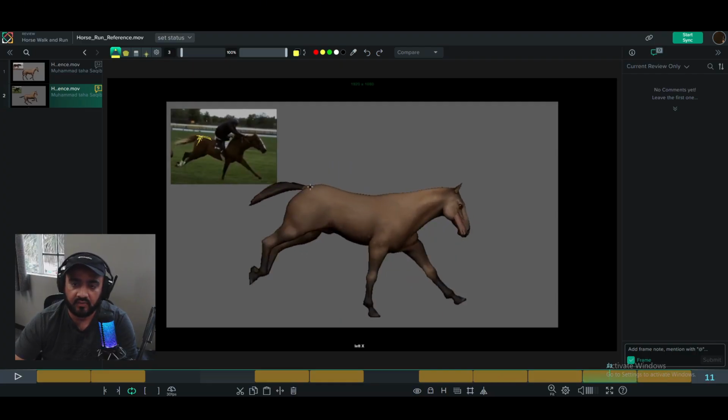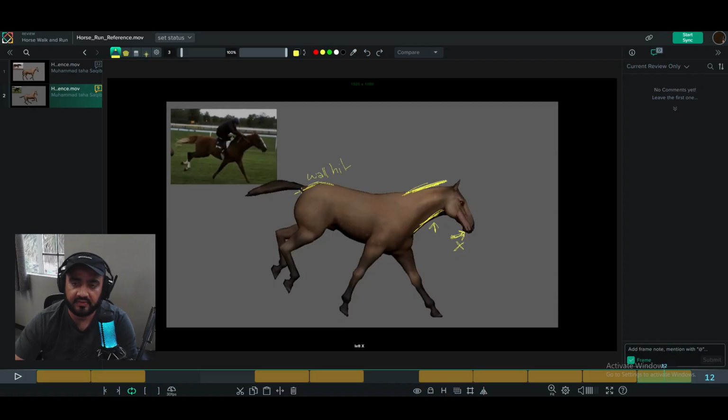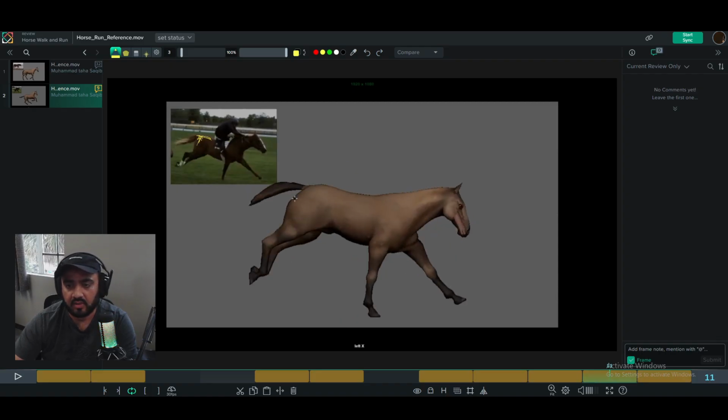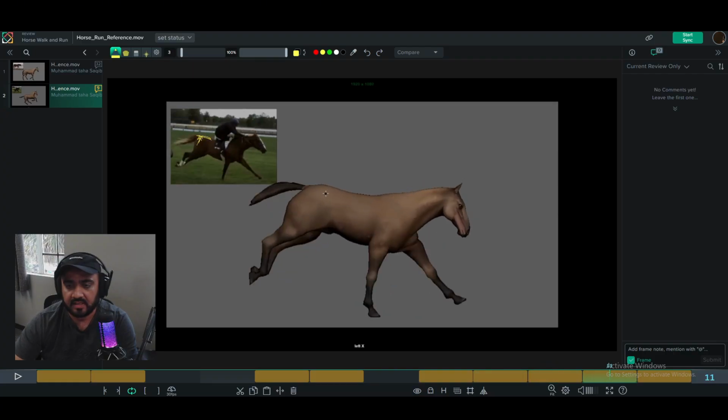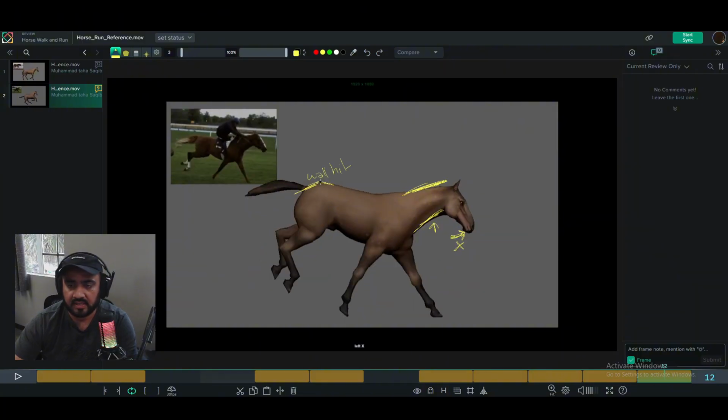Over here, we are hitting the wall. As we can see, the hip is not moving up, or there is no rotation over here. So we can solve that by really moving this part a bit down, and the next one will be up, a little up.